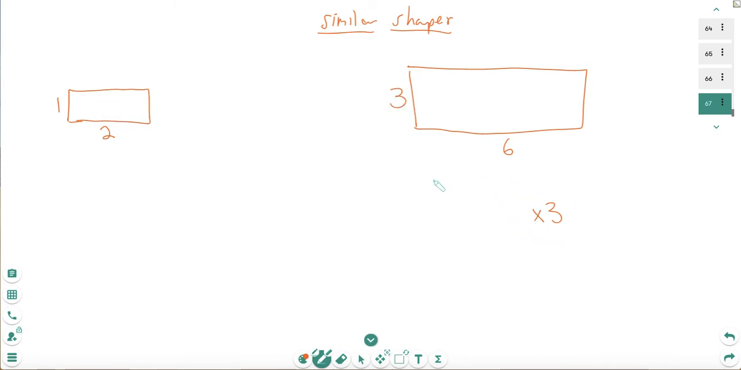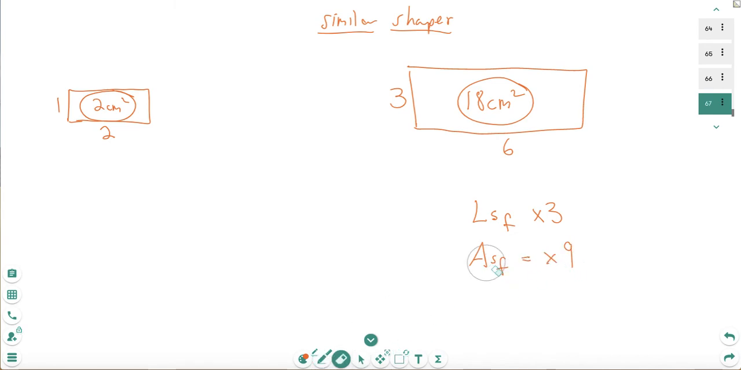Okay, let's find our area. So this is our length scale factor. To find the area of a rectangle, it's length times width, so it's going to be 2 centimeters squared. And then from 3 to 6, 3 times 6 is 18. The area of this rectangle is 18 centimeters squared. All right, and then let's have a look. From 2 to 18, what's the scale factor of the areas? 2 times 9 is 18, so the area scale factor is times 9. And then let's turn this rectangle into a rectangular prism.